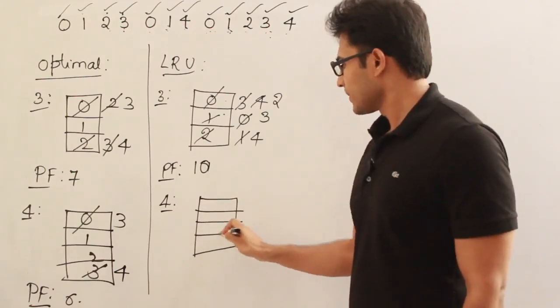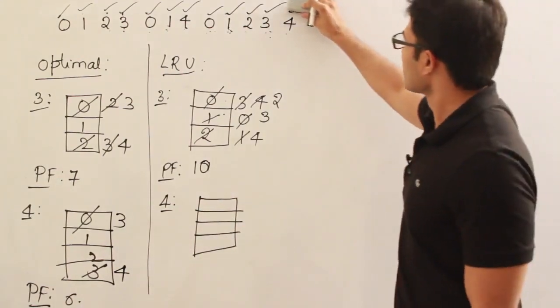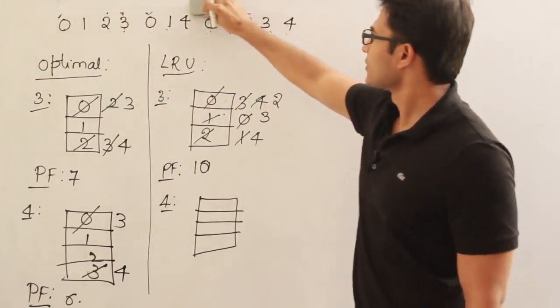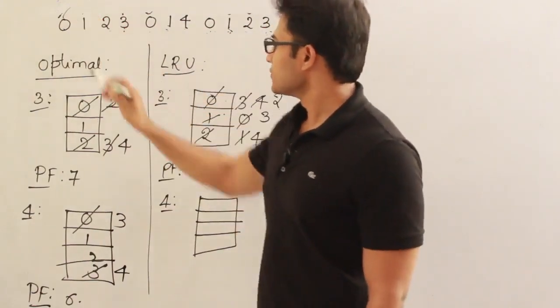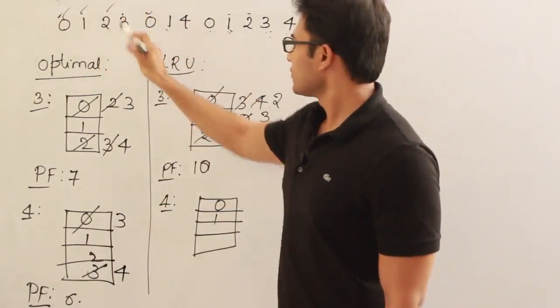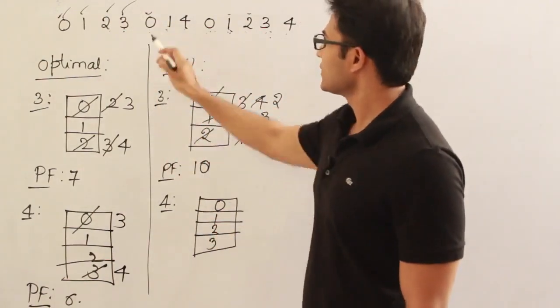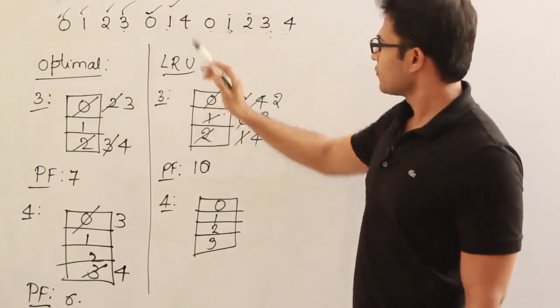1, 2, 3, 4. Now initially 0 will be referred, yes, 0 is loaded. 1 will be referred, yes, 1 is loaded. 2 will be referred, 2 is loaded. 3 will be referred, 3 is loaded. And next thing is I need 0, 0 is already there. And I need 1, 1 is already there, but 4 is not there.